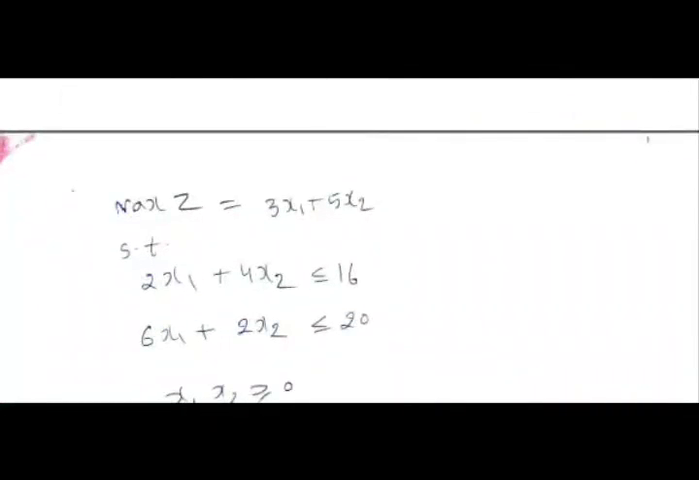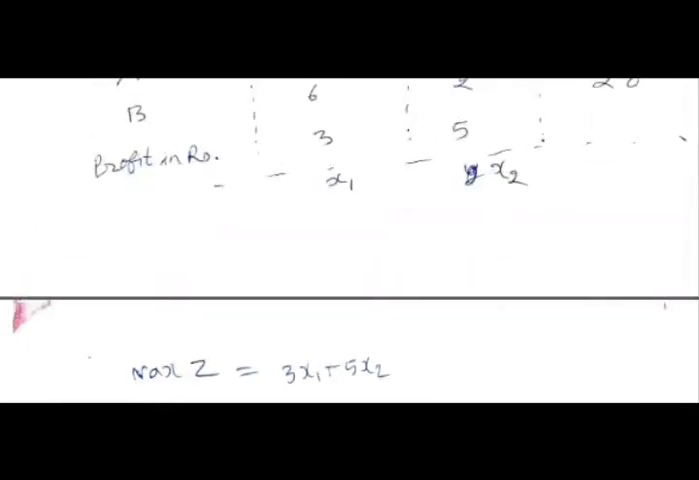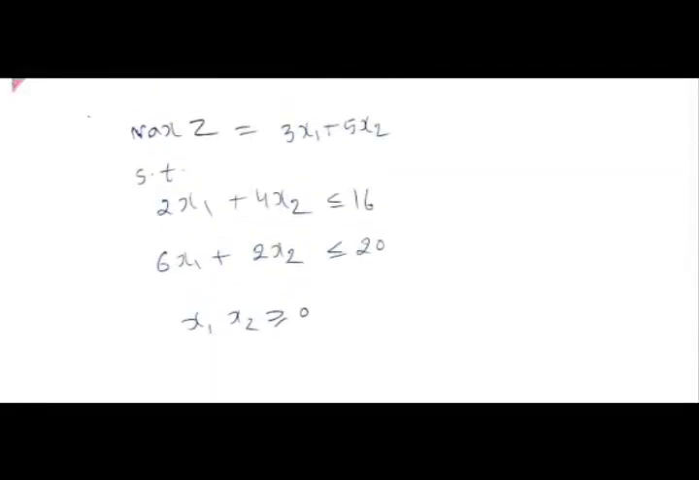Now, in order to solve the problem, let us assume he prepares x1 chairs and x2 tables. First of all we see what the objective of the manufacturer is. Obviously it is to maximize the profit. So what will be the profit? x1 chairs, profit per chair is 3; x2 tables, profit per table is 5. So the total profit will be 3x1 + 5x2. So we write Z = 3x1 + 5x2, which represents the profit.